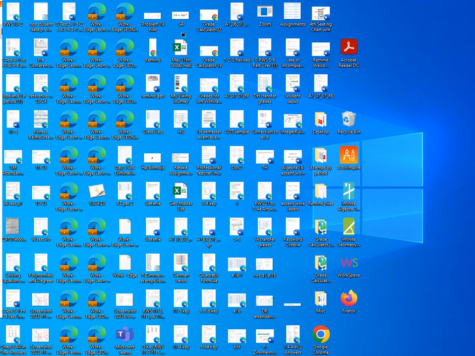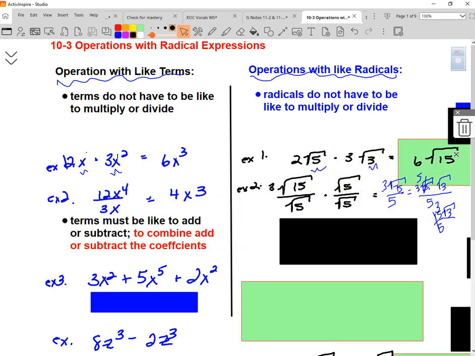Okay. So I think you already have this in your notes. Terms must be like terms to add or subtract. To combine, we add or subtract the coefficients. You already have that in your notes. So now we're going to look at this example.